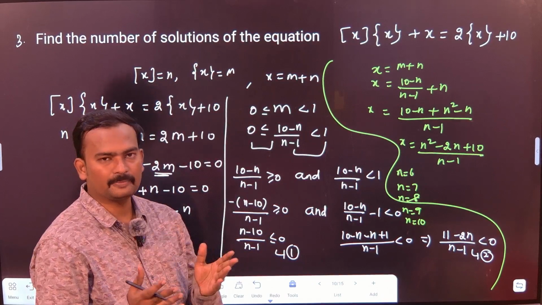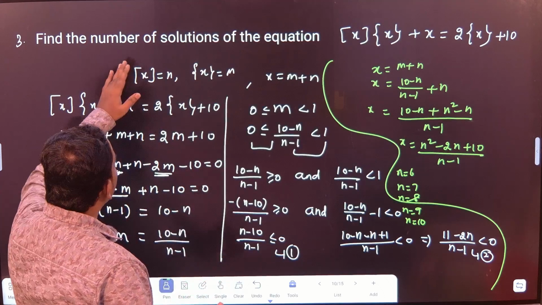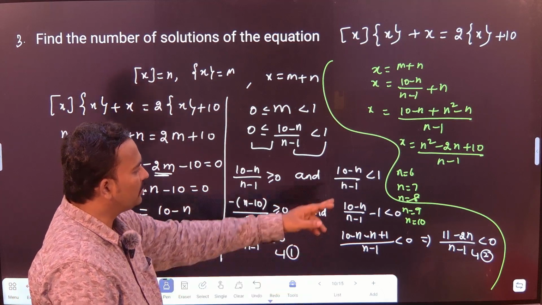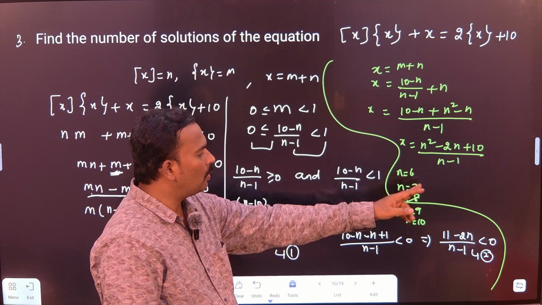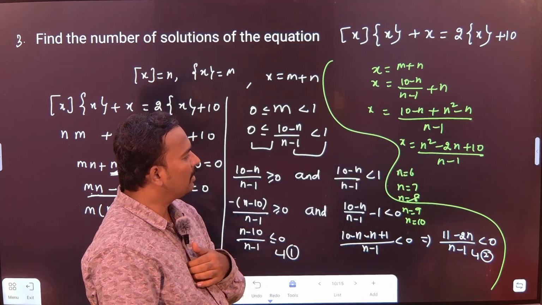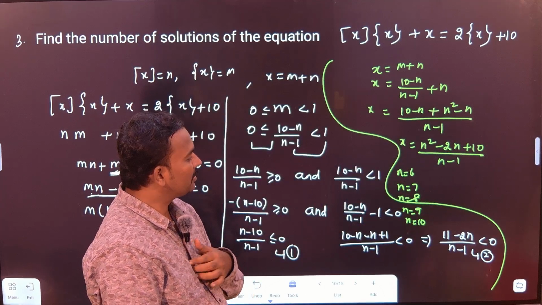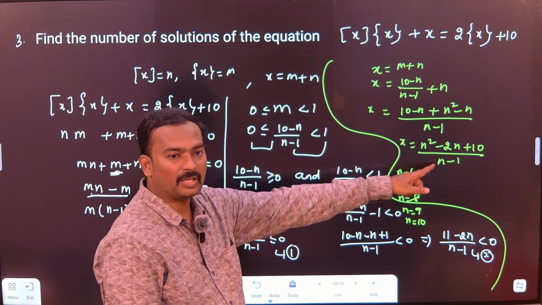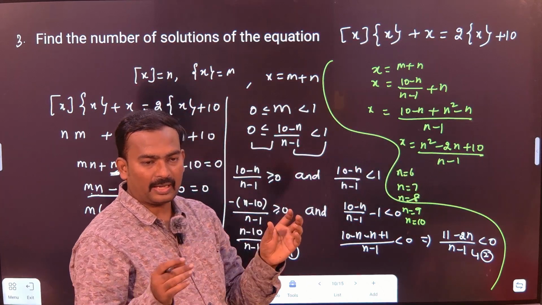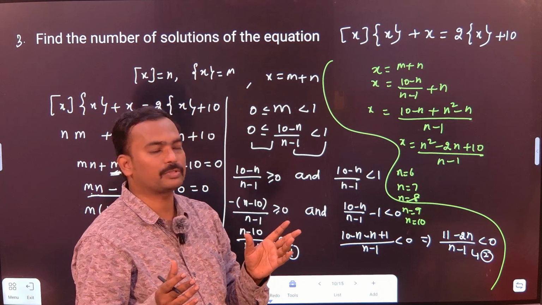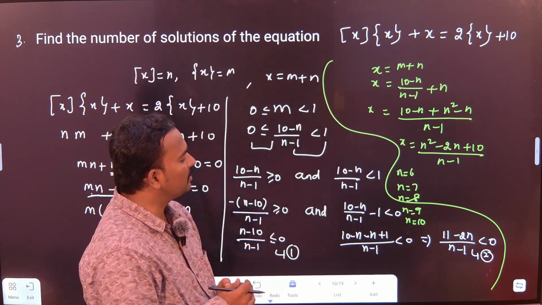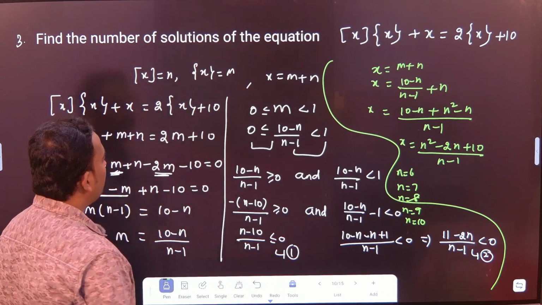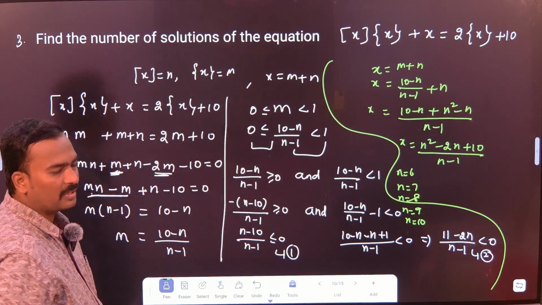Understand? So the number of solutions of the equation is 5 because the x depends on the n. However many n's there are, that many x will be possible. Because for all these values of n the denominator is defined, different n values give different x values. Therefore, the number of real solutions is 5. I hope everyone understands, right? You can do it. Find the exact value of the real number.